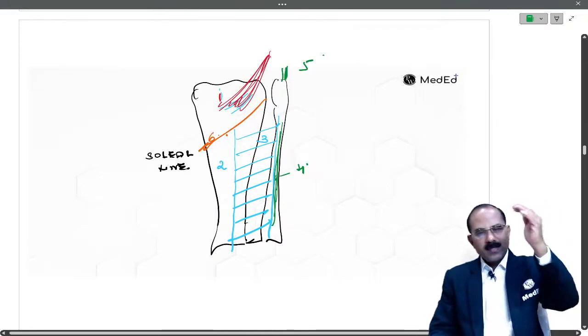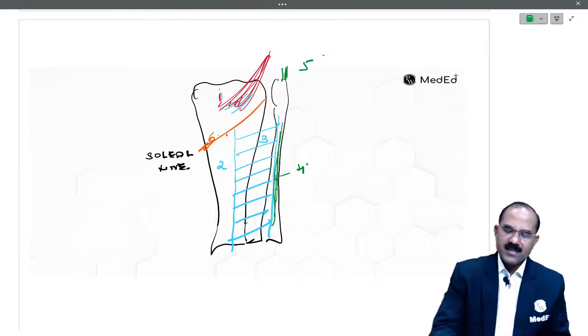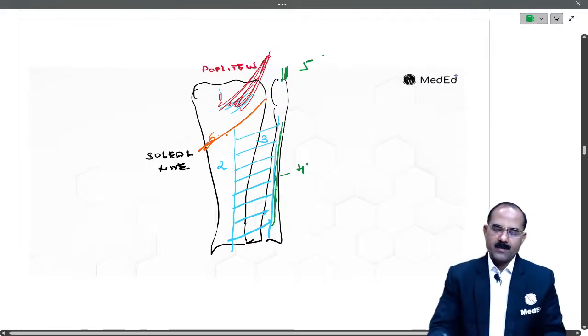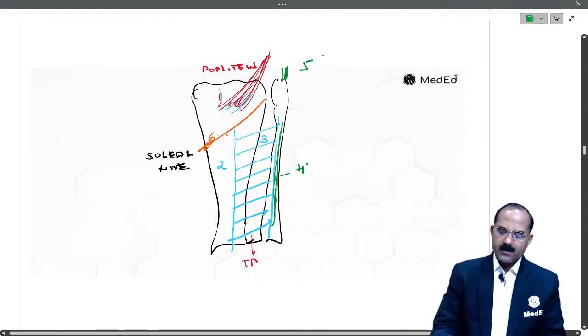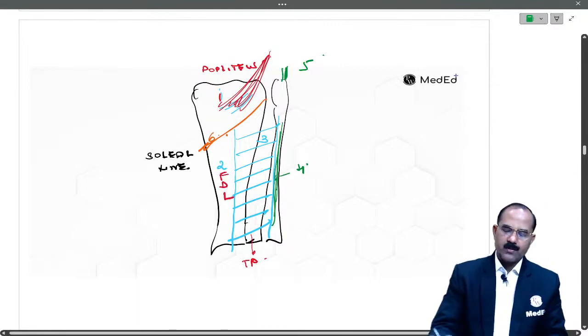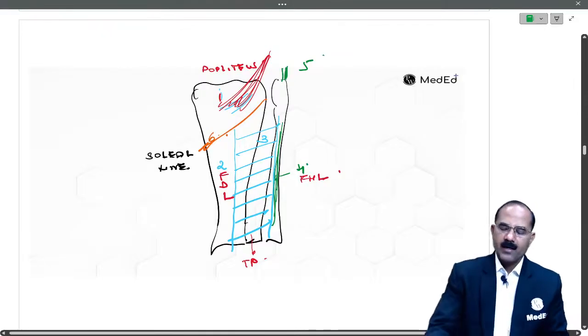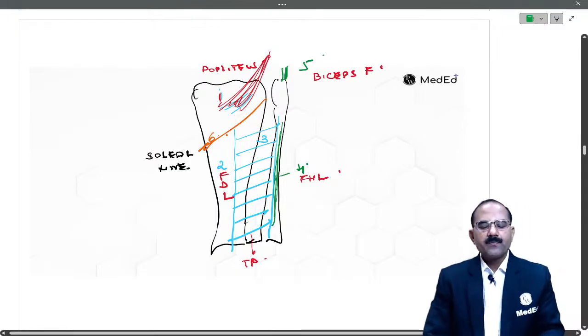Excellent. Very good, Sanchani. Excellent. Yes, this is the popliteus. Number one is the popliteus. Number two, not tibialis posterior. Number three is tibialis posterior. Number two is the flexor digitorum longus. Number four is the flexor hallucis longus. And number five is the biceps femoris. Biceps femoris.